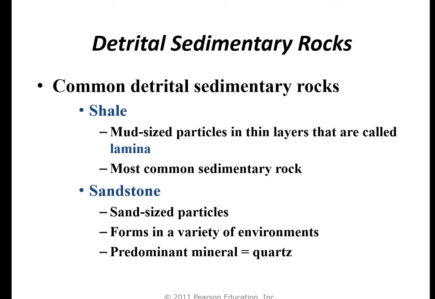What are some common detrital sedimentary rocks that we find? We have shale. This is mud-sized particles that are in thin layers called lamina. The most common sedimentary rock is shale. And then we have sandstone. These are sand-sized particles that have been cemented together. They are primarily made out of the mineral quartz.